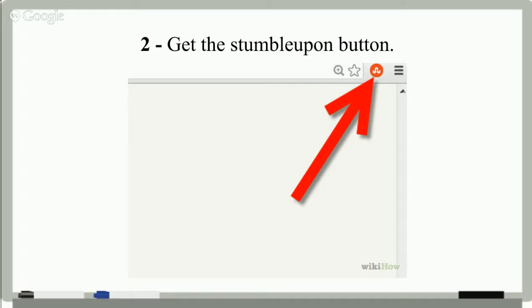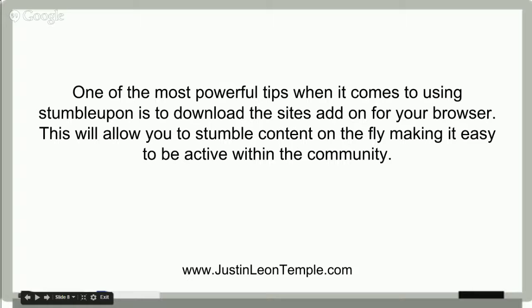Step 2, get the Stumbleupon button. You can see how you can get a little Stumbleupon add-on in your browser. This is important. One of the most powerful tips when it comes to using Stumbleupon is to download the site's add-on for your browser. This will allow you to stumble content on the fly, making it easy to be active within the community.